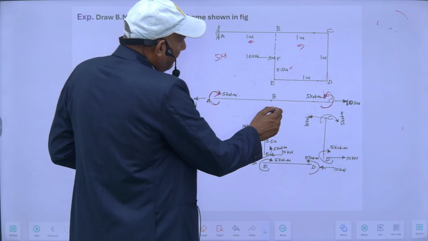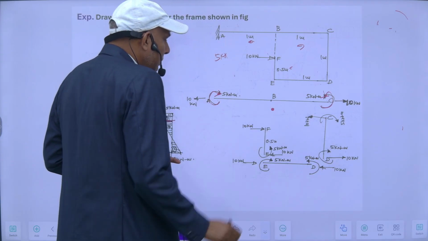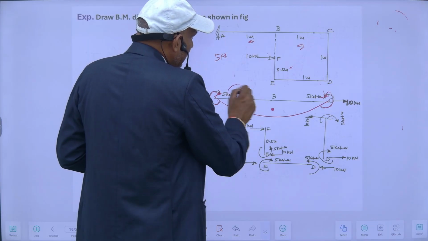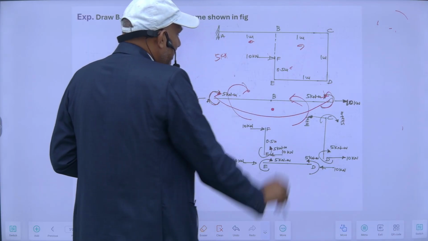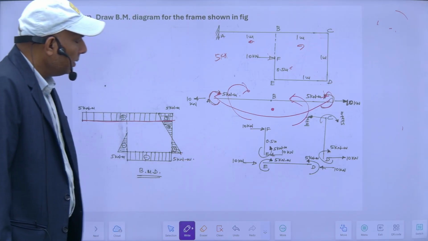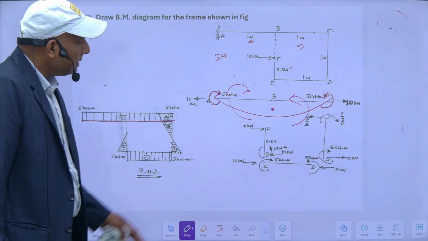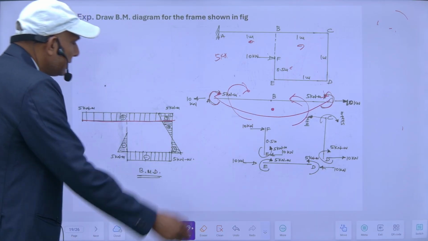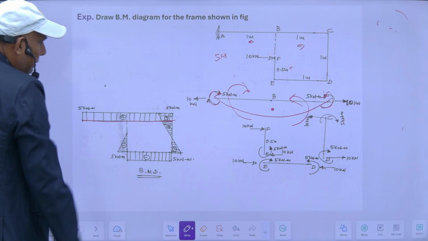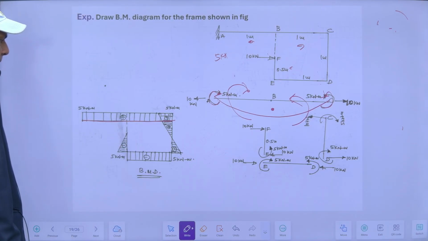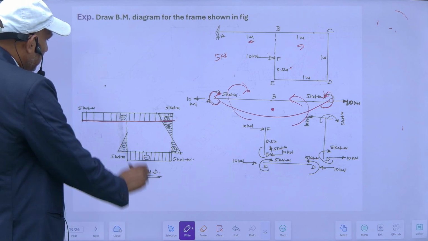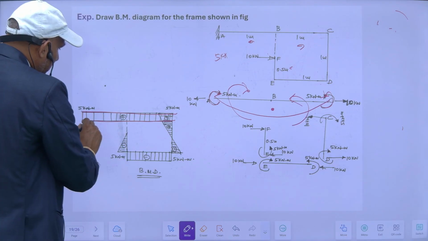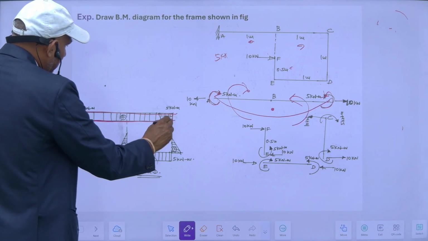If I see from this side by standing here, it will bend like this one. Means this is a sagging moment of 5 kilonewton. Sagging means positive. So I can draw either this side or this side. So it means sagging moment of 5 kilonewton. Suppose I am drawing on the tension side. So I can draw it like this. So this is the baseline, and this is 5 kilonewton. So this is 5 kilonewton meter. This is positive.